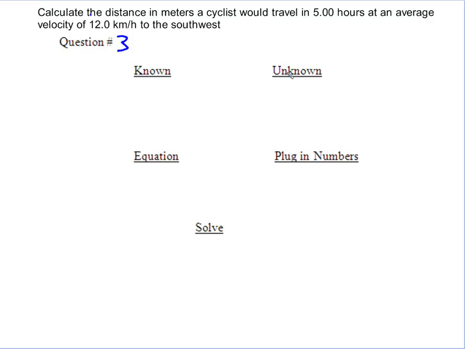So we'll start off like we always do with the unknown, and this one says calculate the distance. So we'll circle that, and we know that distance is d, and it says they want the answer in meters. And that's going to be important when we come back to the end, because we see down here we have a unit in kilometers, so we know we're going to have to make some type of conversion.